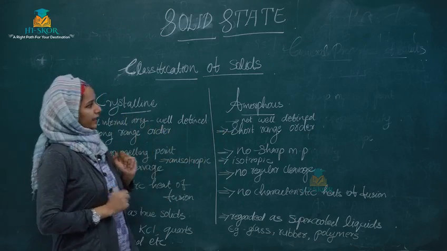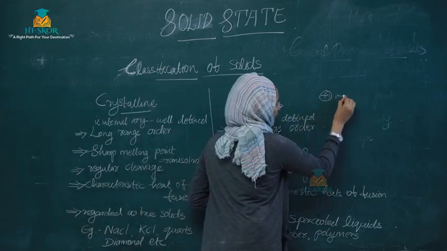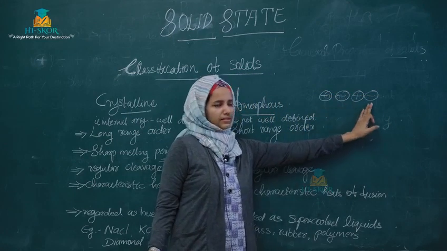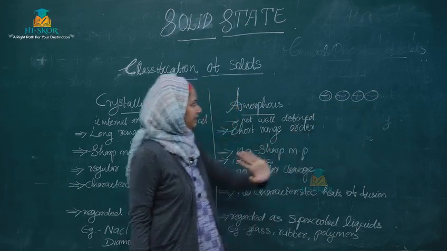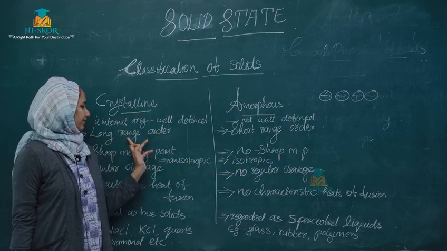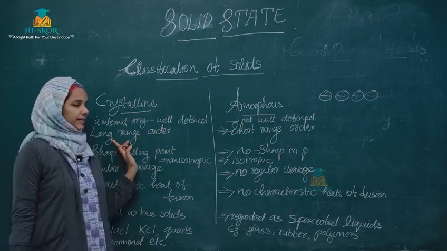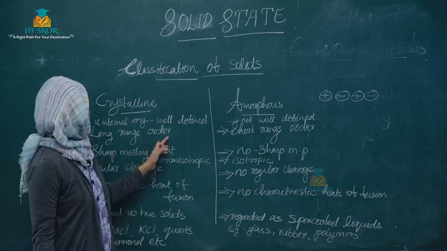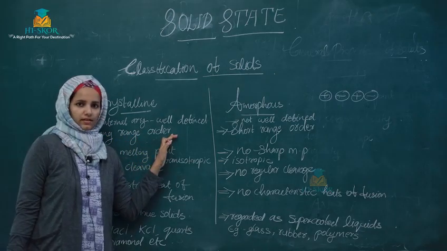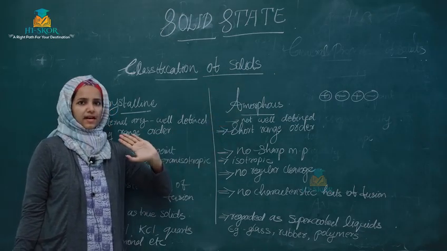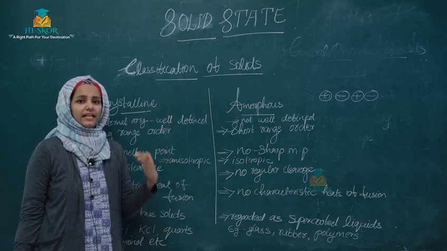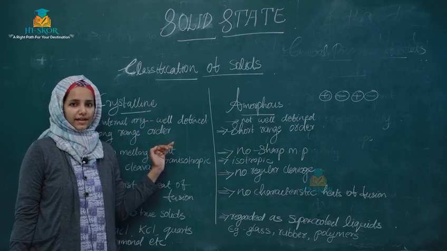Okay. So I told you in crystalline solids there is a regularity in its arrangement, that is, positive and negative ions are repeating. Regularity in its arrangement. So first, we can say that in a crystalline solid there is a long range order, because their internal arrangements are well defined. So we can say that a crystalline solid possesses a long range order.